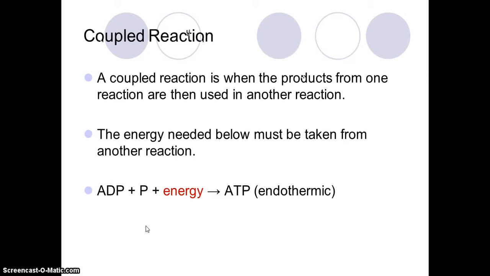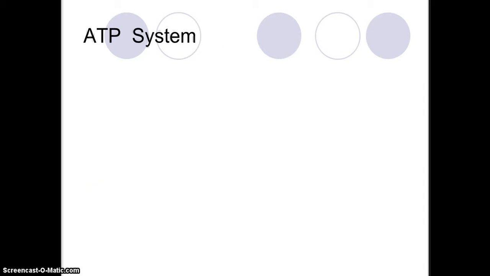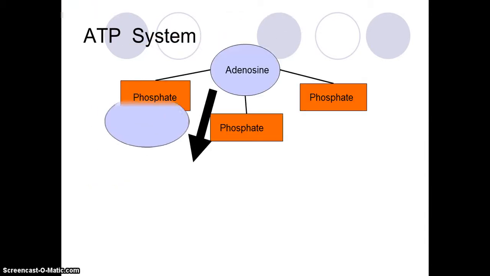It's a coupled reaction, which you'll remember before, so the energy needed from this reaction below is taken from another reaction, and that's where we're going to get to. So ADP, adenosine diphosphate, so it's two phosphates, plus another molecule of phosphate, plus energy gives us ATP, which is the energy source, and that's an endothermic reaction. Endothermic meaning it takes energy from its surroundings. So hopefully that's fairly self-explanatory. As we move forward, this might make it a little bit clearer.